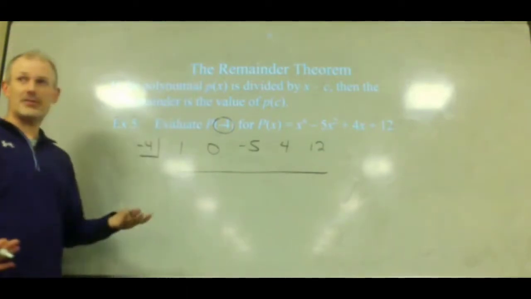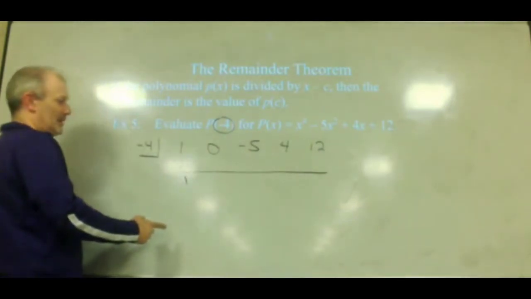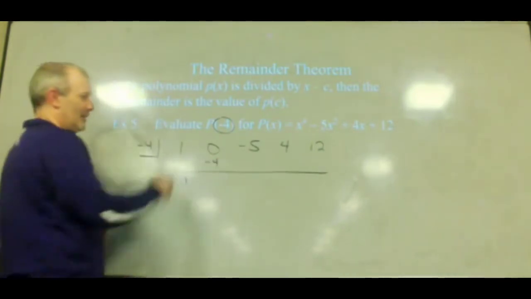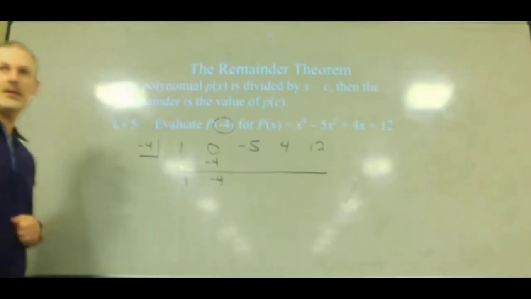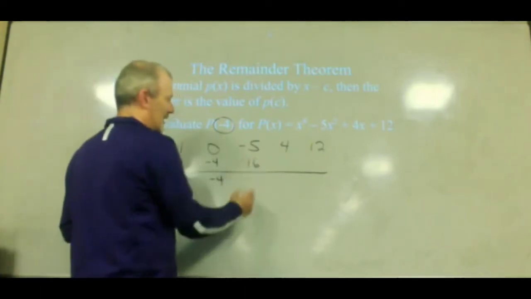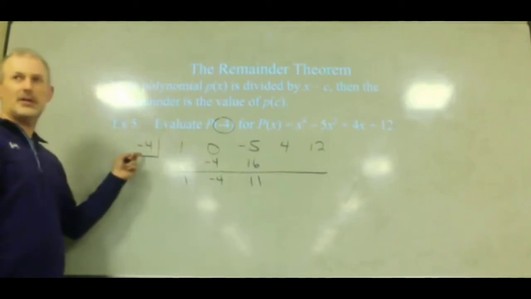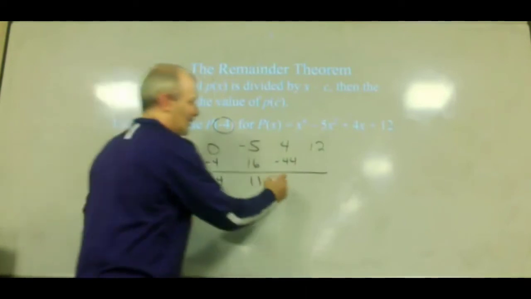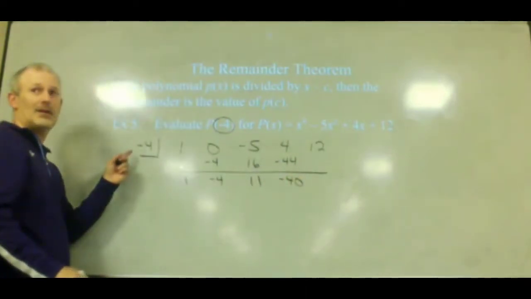Okay, so what do we do first? You bring down the 1. Bring down the 1. Then multiply, and we get negative 4. And then add, and we get negative 4. And then multiply, and we get 16. We do get 11. Multiply, negative 44. Negative 40 is correct. Oh my gosh, thank you.